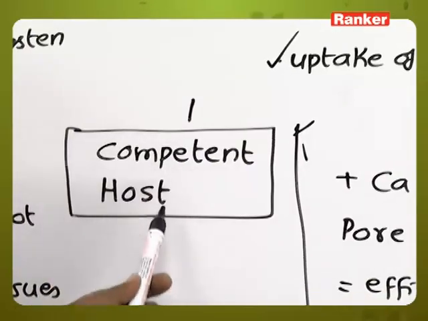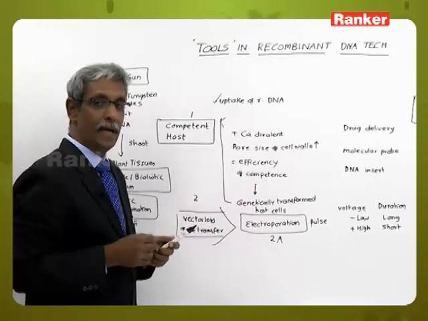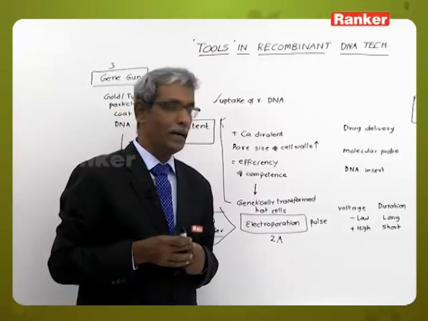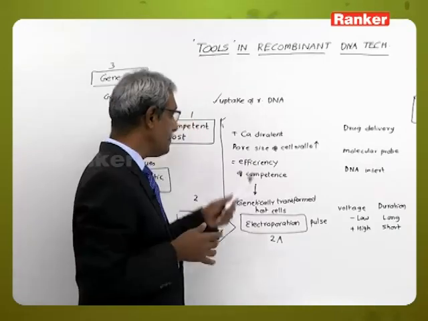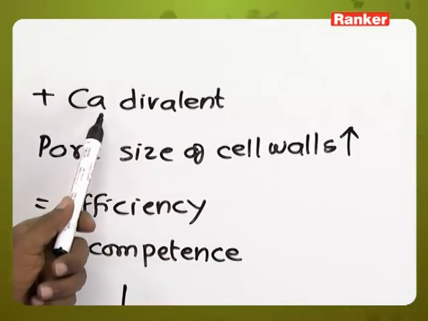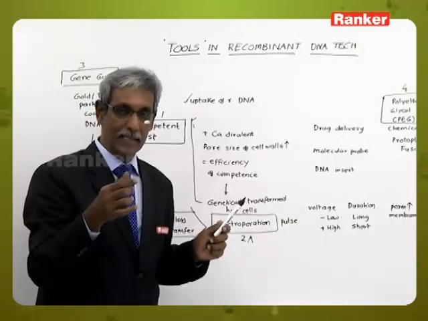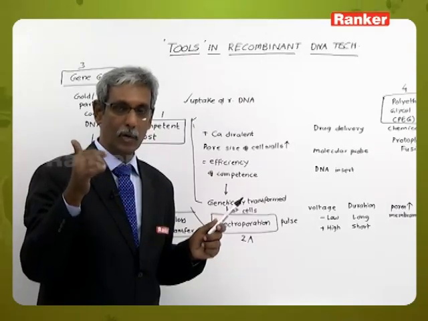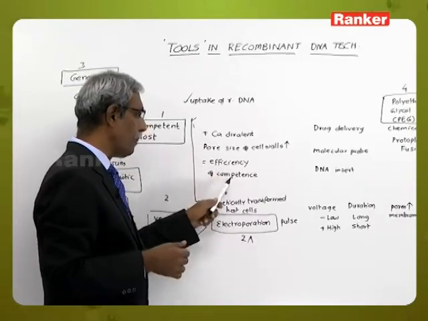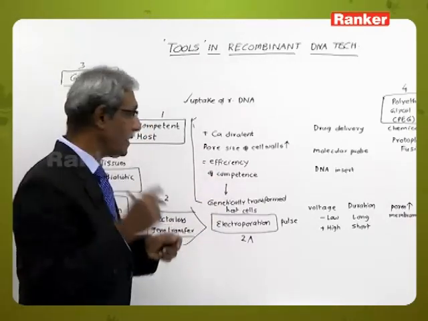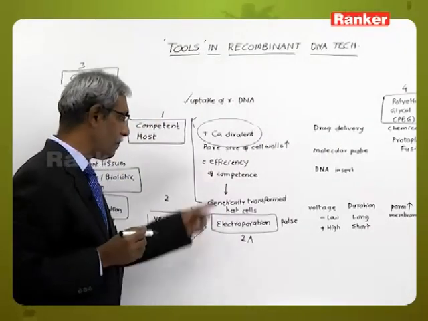Now, in order that a host be competent, it's very important that it should accept the recombinant DNA, and one method of how it can accept the DNA is if we add calcium divalent ions. When we add calcium divalent ions to the host cell, the pore size in the cell wall increases. Once the pore size increases, it is easy for the foreign DNA to be taken in by the bacterial cell. So it improves the efficiency of competence. So the efficiency of competence can be improved by adding calcium divalent ions on the membrane.